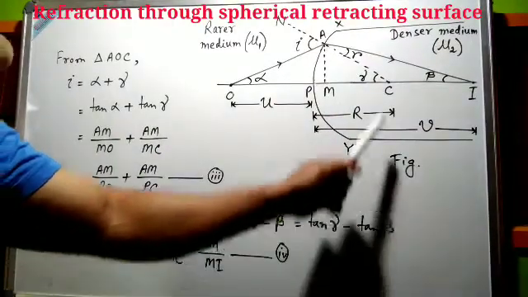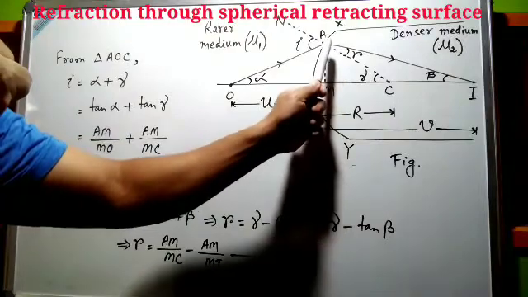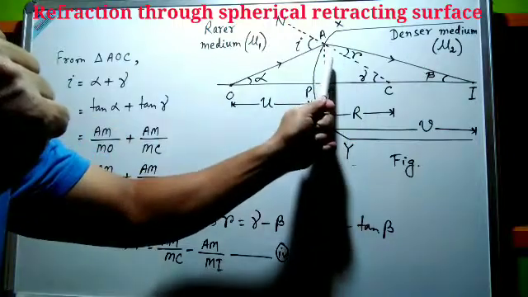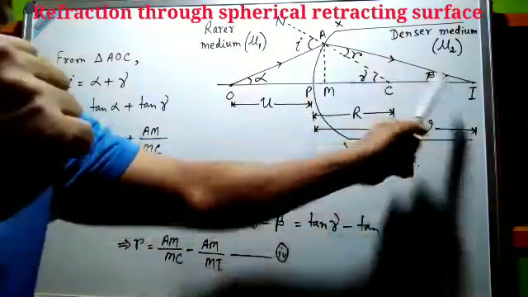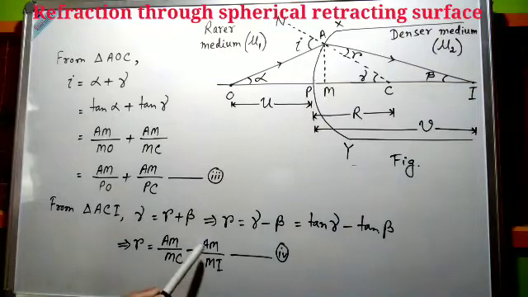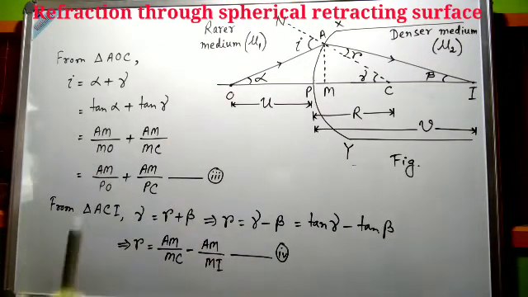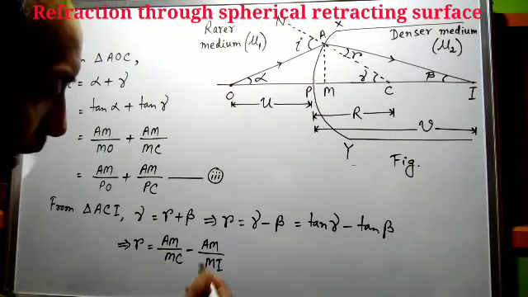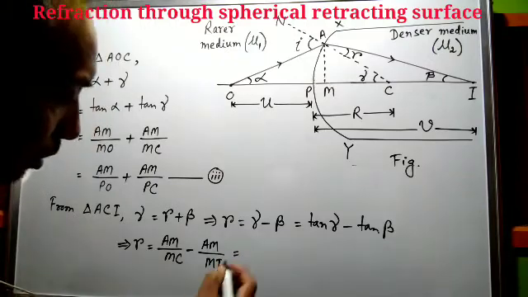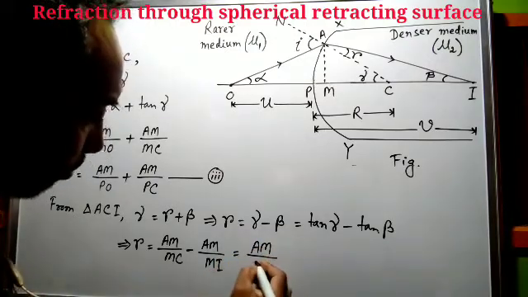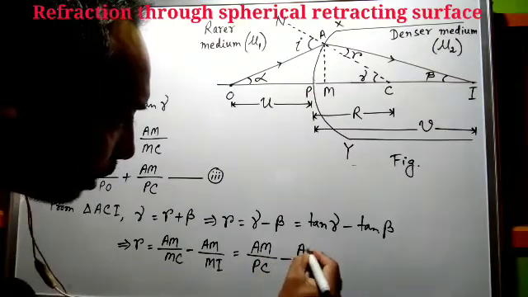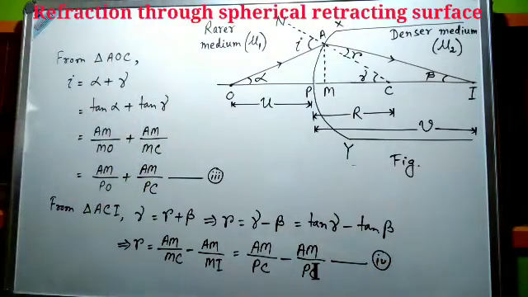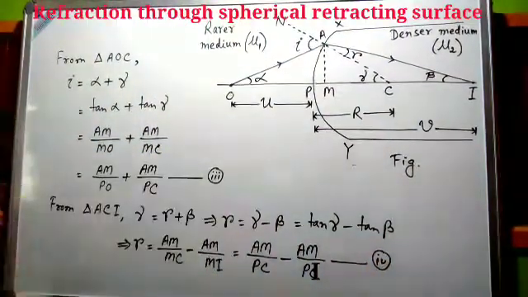So we may write like this: tan gamma, from right triangle AMC, perpendicular by base, is AM by MC. Tan beta, from right triangle AMI, perpendicular AM divided by base MI. So AM by MC minus AM by MI. And again from this we may write like this: instead of capital M, we may put capital P, that is AM divided by PC minus AM divided by PI, and write equation number 4, because AM and P are very close to each other.